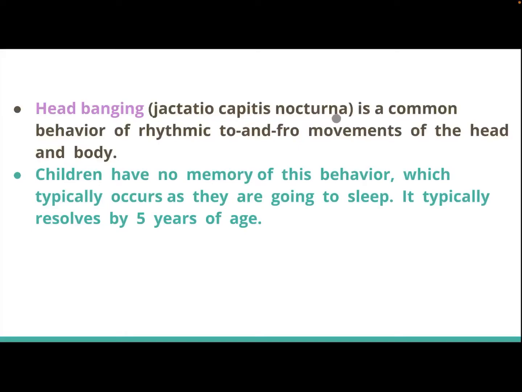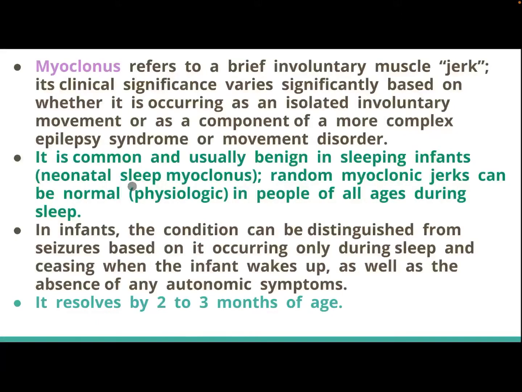Jactatio capitis nocturna is a common behavior of rhythmic to-and-fro movement of the head and body. Children have no memory of this behavior, which typically occurs as they are going to sleep. It typically resolves by 5 years of age.